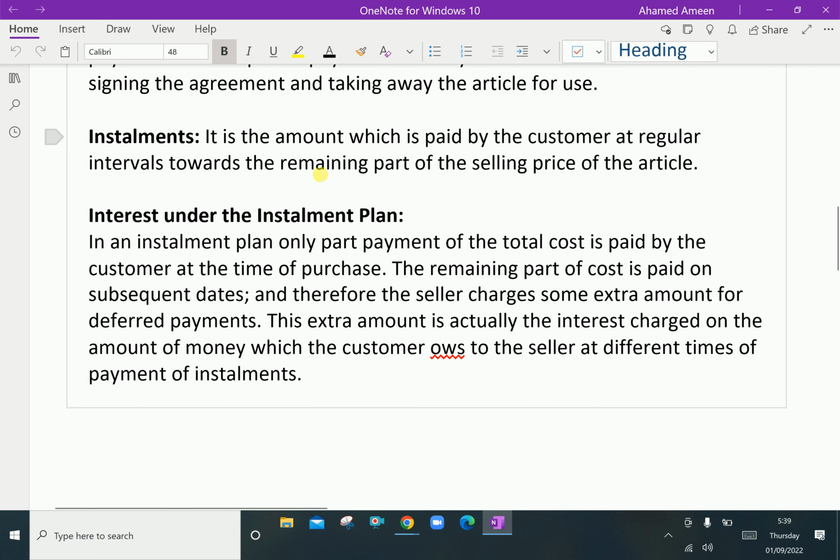Installment. It is an amount which is paid by the customer at regular intervals towards the remaining part of the selling price of the article.